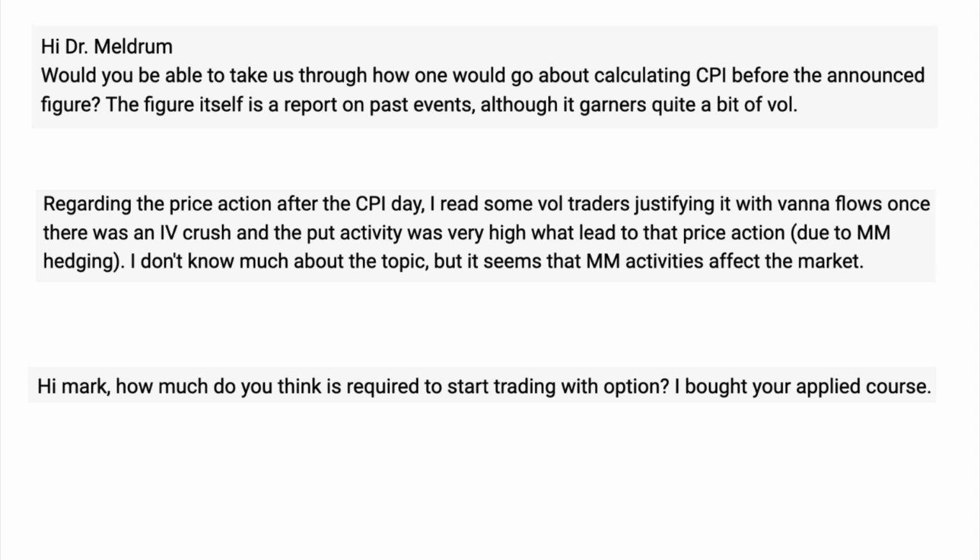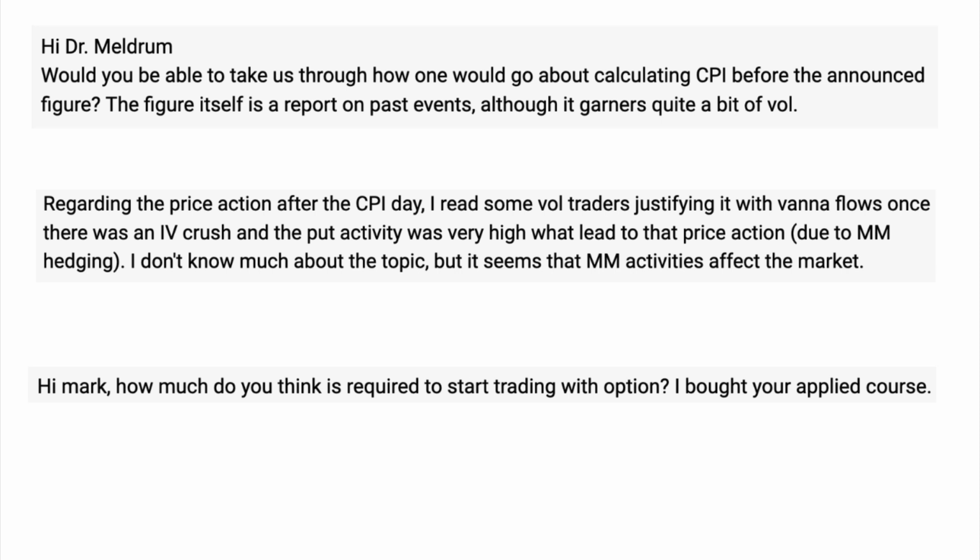Would you be able to take us through how one would go about calculating CPI before the announced figure? No, I don't know how to do that. You can estimate it. You can have some kind of estimate of what you think it's going to come in at based on what you know about how prices have moved in certain categories over the month. But it's just a guess. It's just an estimate. Nobody really knows.